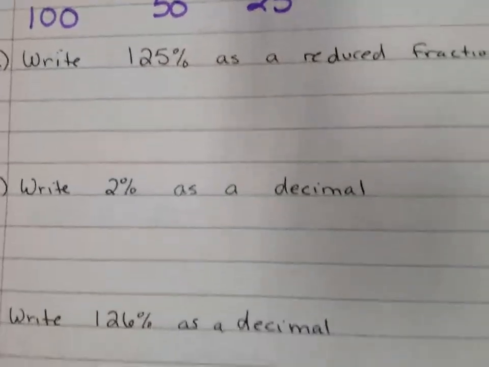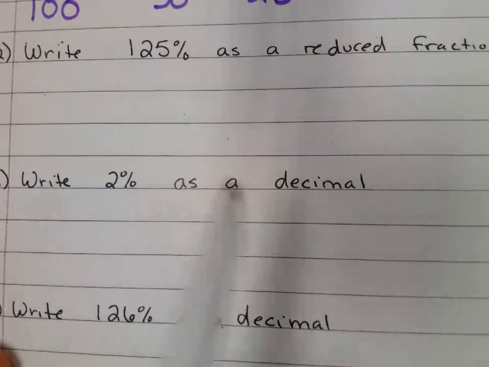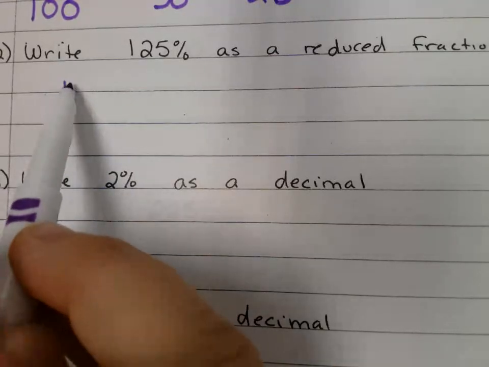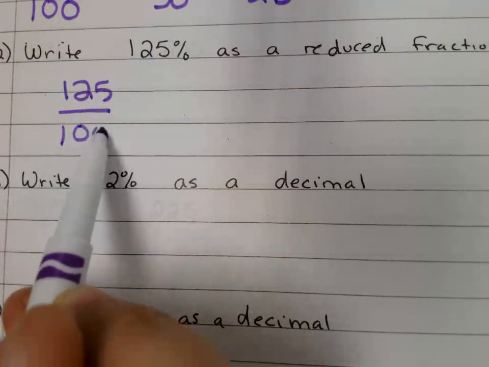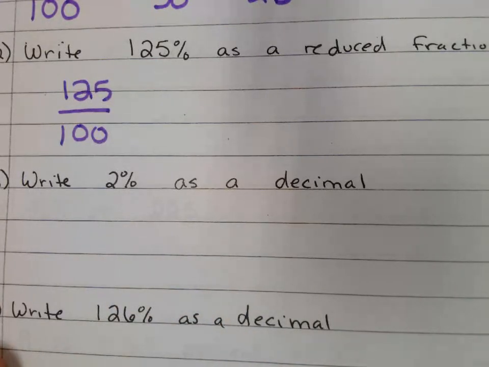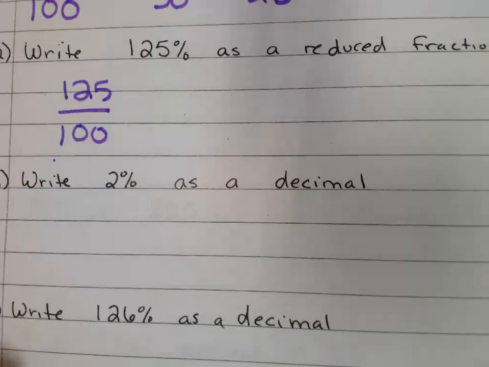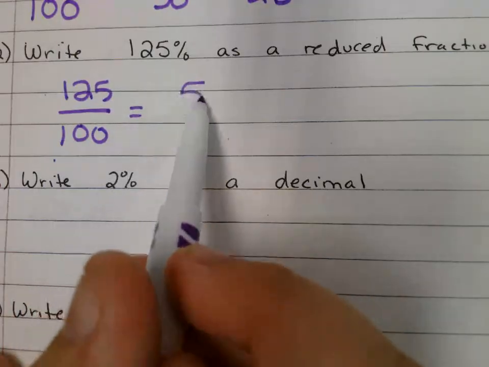Let's look at our next one. It says write 125% as a reduced fraction. So you start by putting them over 100. So I do 125 over 100. Okay, then I have to look and say, will anything go into 125 and 100? Okay, 5 will go into it.